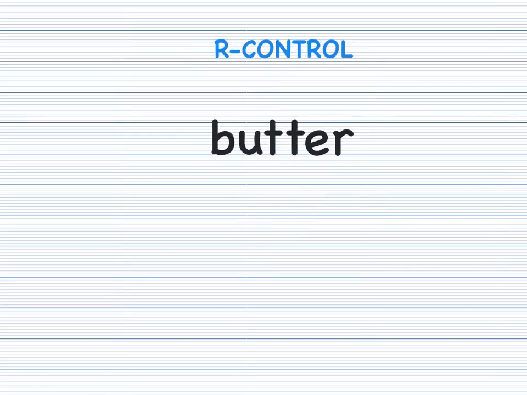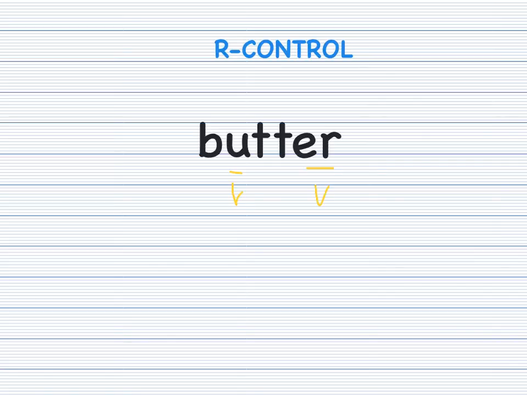Another syllable type is our R control syllable. R control vowels are ones where the vowel sound is totally taken over by the R next to it. In this case, ER says er. So we underline our talking vowels. We mark them with a V. We do our swoop. We mark the consonants in between, and we have our cutting pattern. We know where to cut.